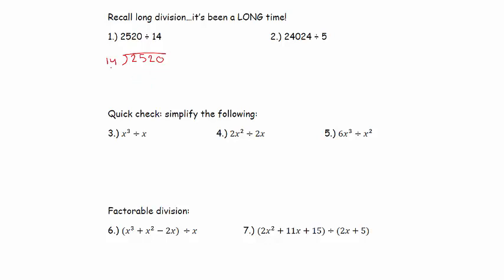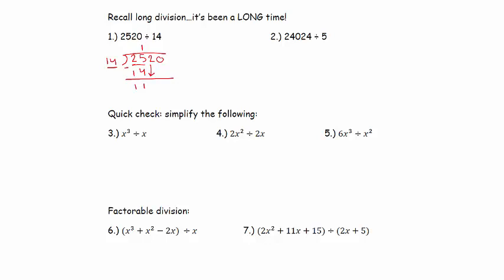And then you would ask yourself, okay, I need to know how many times 14 goes into 2. Well, it doesn't. So the next thing I ask is, well, does 14 go into 25? It does, not evenly, but it does. So 14 goes into 25 one time. So then we would do 1 times 14 and get 14. And we stack that right under 25 and then we subtract. So if we do 25 minus 14, we get 11.